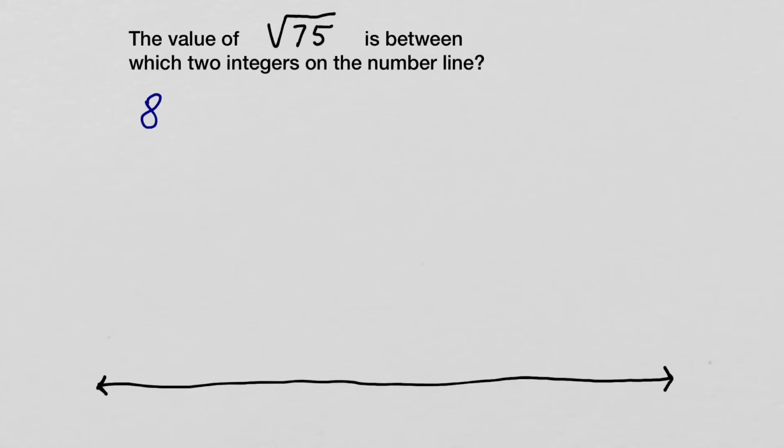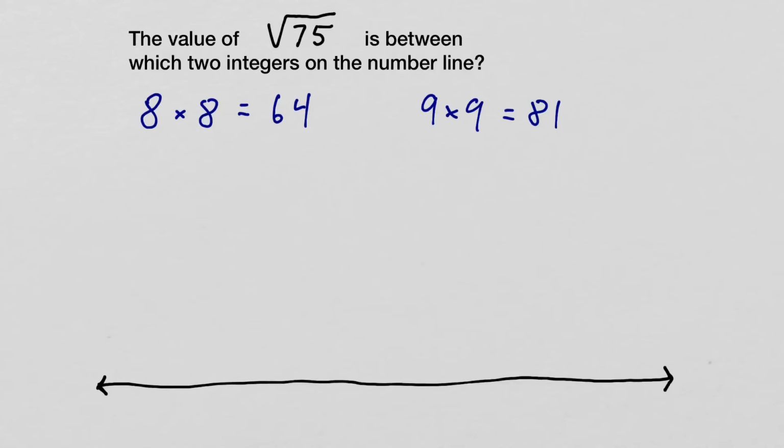Well, one number that comes to mind is 8. 8 times 8 gives you 64. Well, that is less than 75. So we know it's not 8. We know it's going to be a number bigger than 8. Well, let's try the next integer up, which is 9. 9 times 9 is 81. Well, 81 is greater than 75, so we know that it's a number less than that.